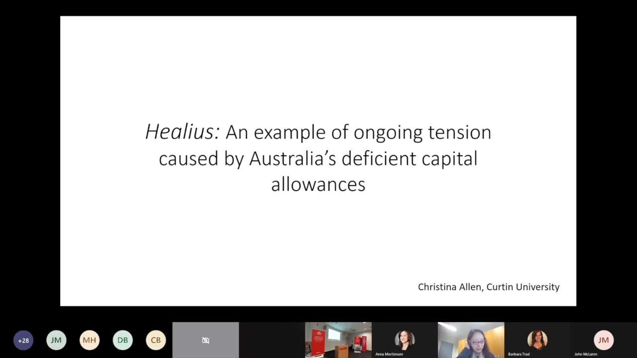Today I'll discuss Healius and the ongoing tension caused by Australia's deficient capital allowance regimes. But before we go any further, I think it's necessary to lay out one important disclaimer. I say deficient, but it's only deficient because I use the income tax framework based on accrued income. So if this normative framework is not what we want, this may no longer be deficient. It depends. In saying deficient, our law has inconsistent treatment of so-called wasting assets, especially between tangible and intangible assets.